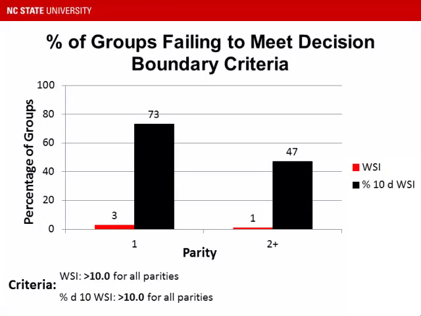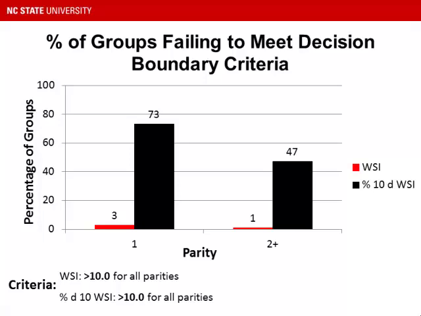So the wean-to-service interval analysis looked at both the average wean-to-service interval length for the sows and also the percentage of sows that had less than a 10-day wean-to-service interval. You can see from this graph that while the average number of sows were coming in within 10 days, which meets the decision boundary criteria, greater than 10% of the sows were not coming in by 10 days, 73% of the time for parity 1 sows and 47% of the time for parity 2+.